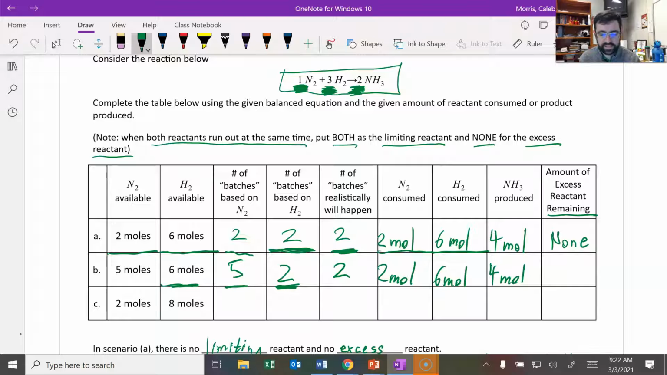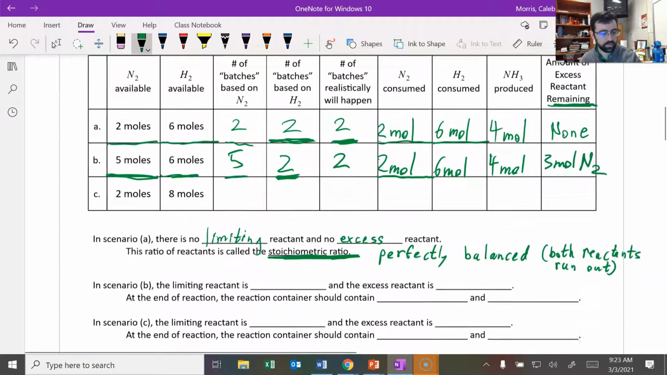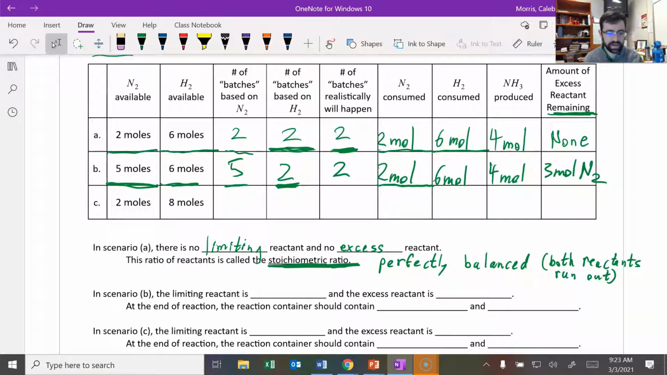And the amount of excess that is remaining, well, what was in excess? What did we have extra? We used all of the H2. What's left in excess would be the N2. I had 5 moles of N2. I only used 2 moles of it, so 5 minus 2 gives me 3. 3 moles of N2, that's my excess. Look at part B down here. In scenario B, the limiting reactant is H2, and the excess reactant is N2.